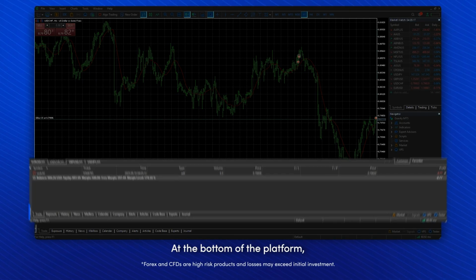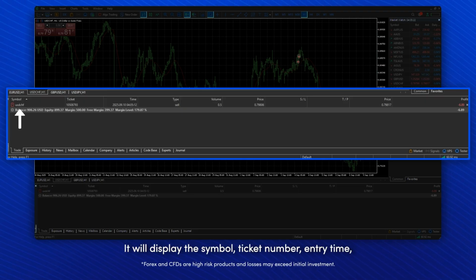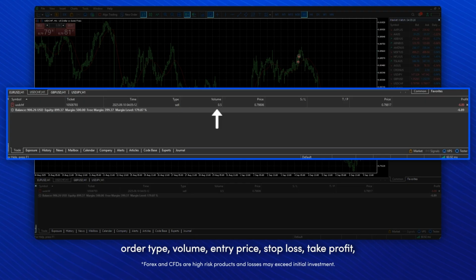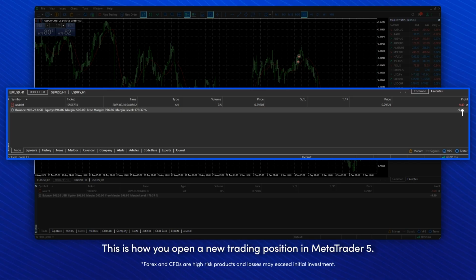At the bottom of the platform, you will see the new trade appear. It will display the symbol, ticket number, entry time, order type, volume, entry price, stop loss, take profit, current market price, and any floating profit or loss. This is how you open a new trading position in MetaTrader 5.